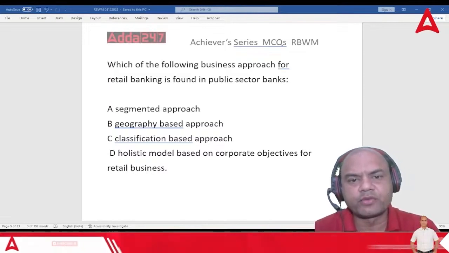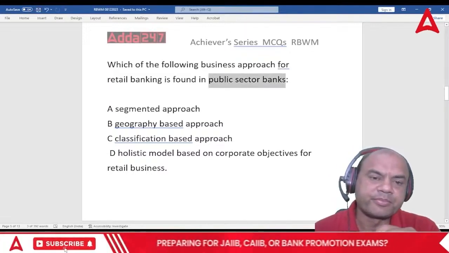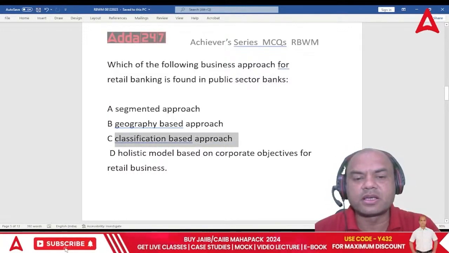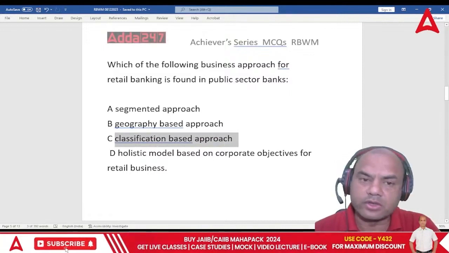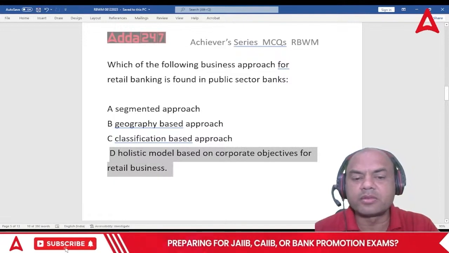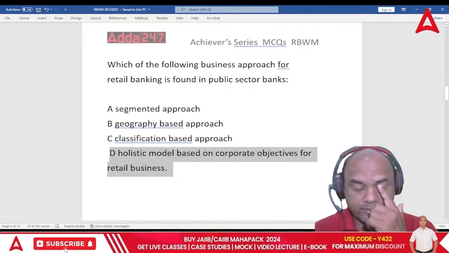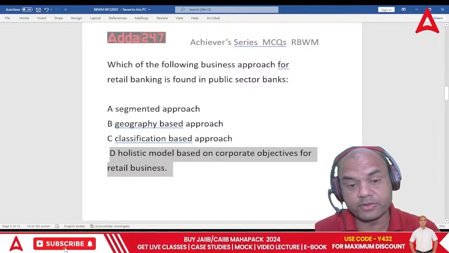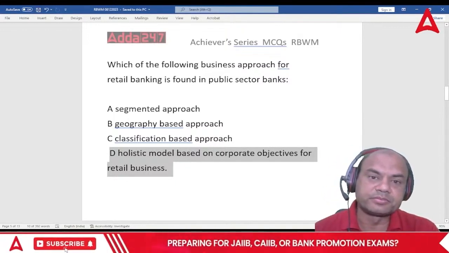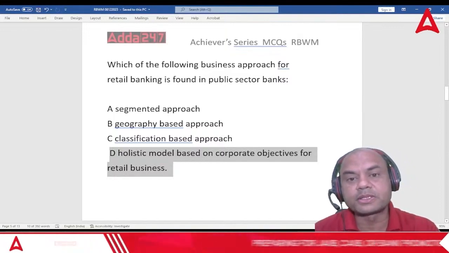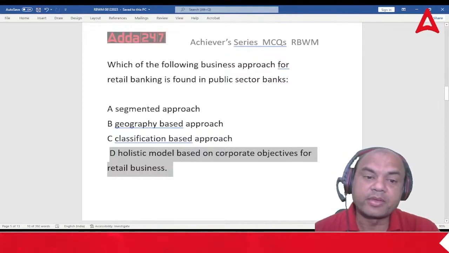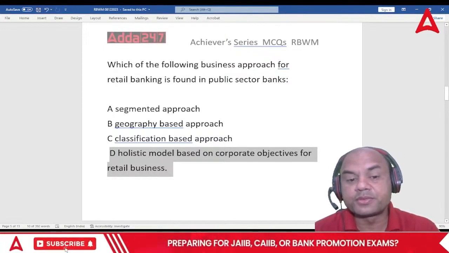Got the answer? What is the answer for this here? Public sector banks, we generally feel that it is classification based, urban, semi-urban, rural, but it's not that. The real answer is this. Holistic model based on the corporate objectives for the retail banking. See, corporate objectives. This is very important. Nowadays, even public sector banks have changed. You've seen the shares of public sector banks now in the stock market, hugely up. Why? Because they have changed their model.